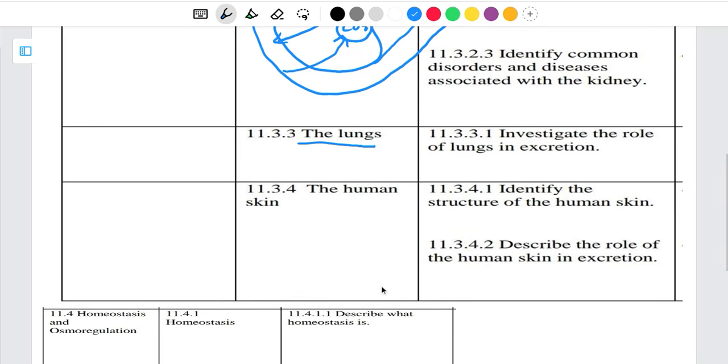Then the second one, under the human skin, you have to identify the structure of the human skin. So if they say explain the role of the skin in excretion, you have to draw the skin. You label the parts, then you start explaining. Sometimes they can say explain the functions of the parts of the skin. You have to draw the skin.